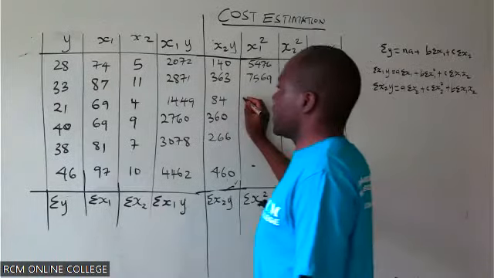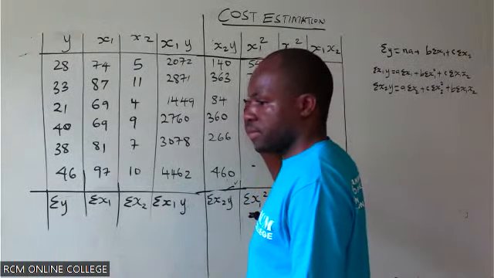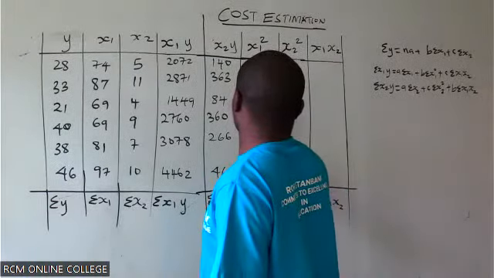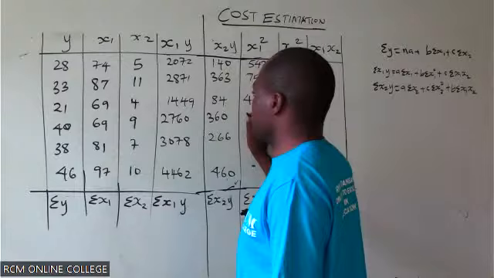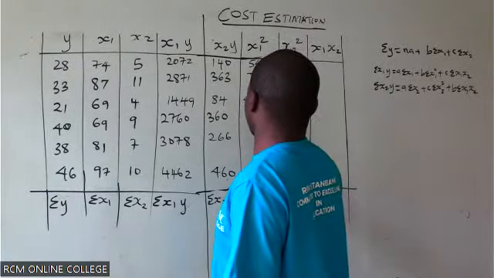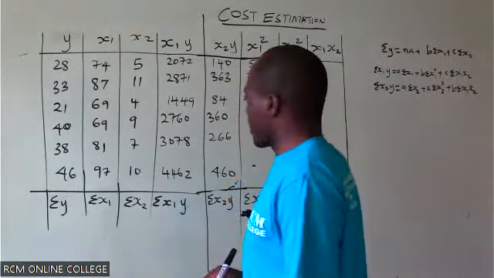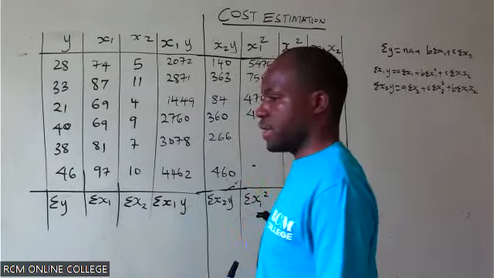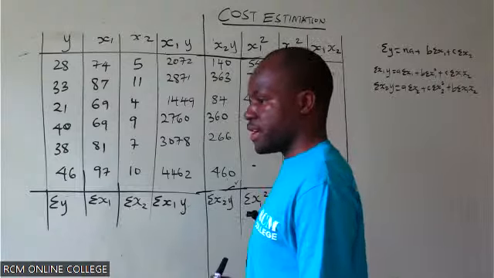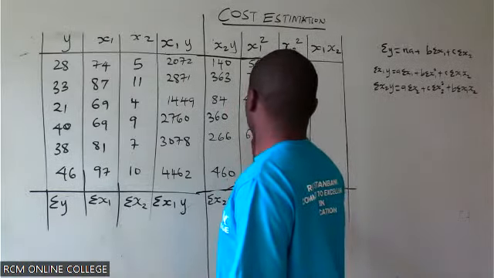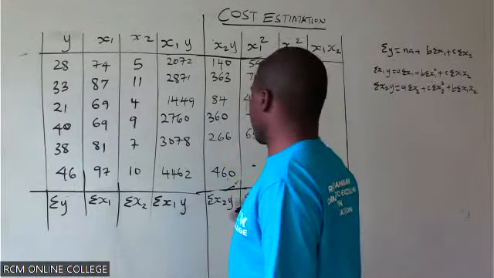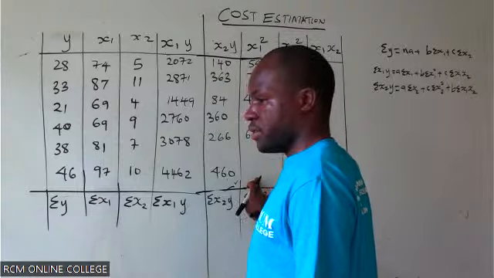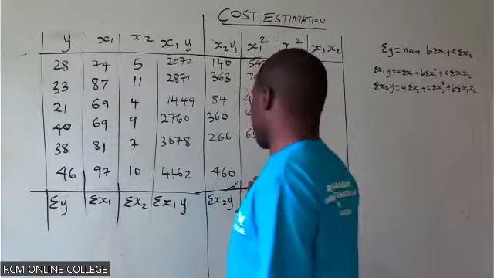75. Good. Then let's have 69 squared. 69 squared, 4761. Then let's have 69 again squared, 4761. Then let's have 81 squared. 81 squared, 6561. Then let's have 97 squared. 97 squared, 9409.